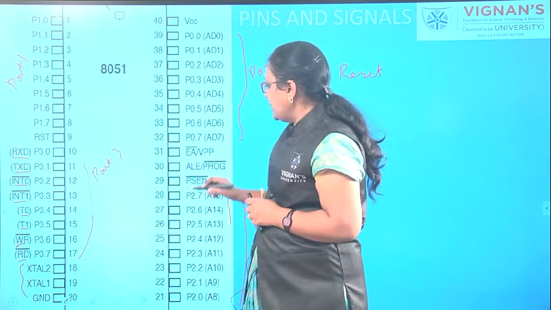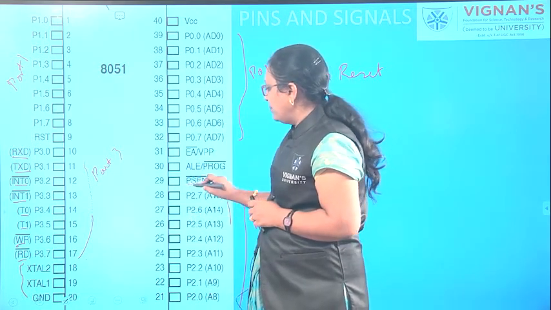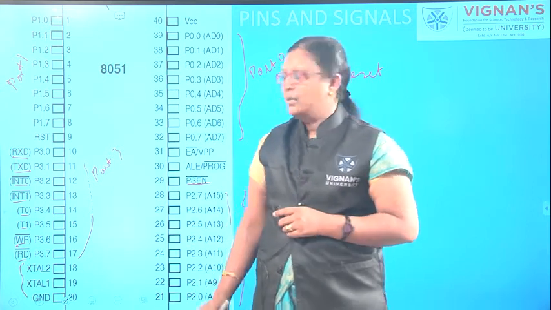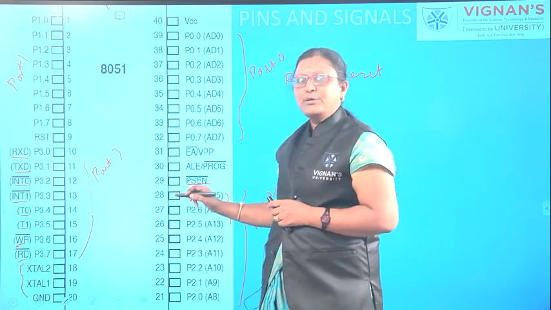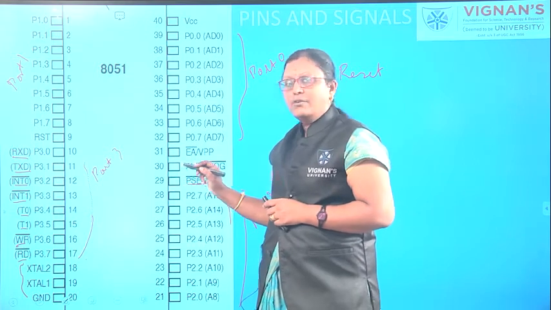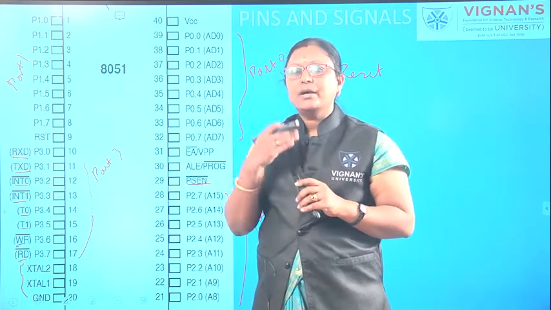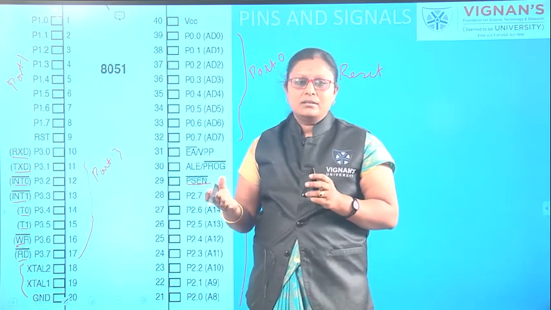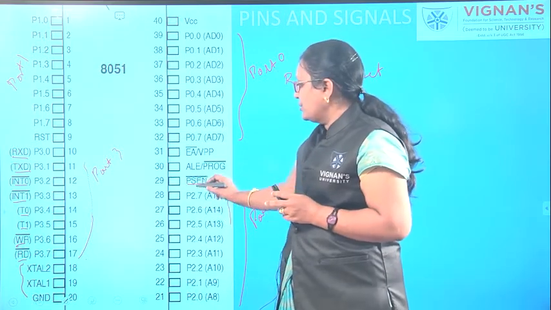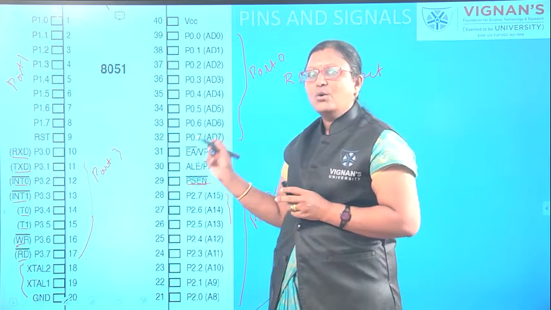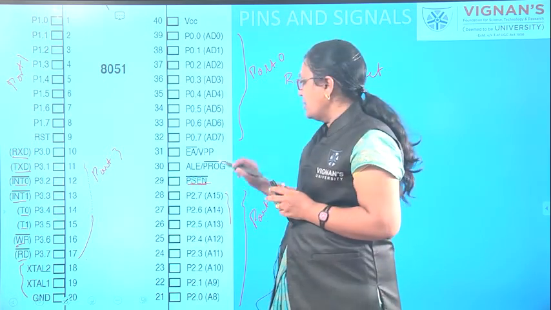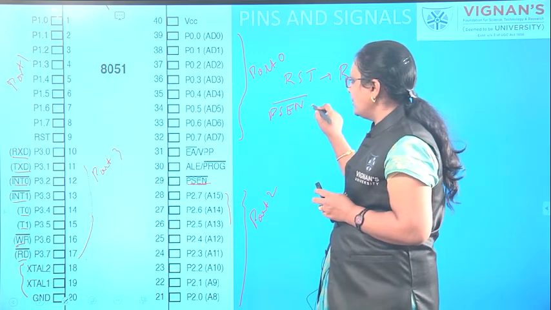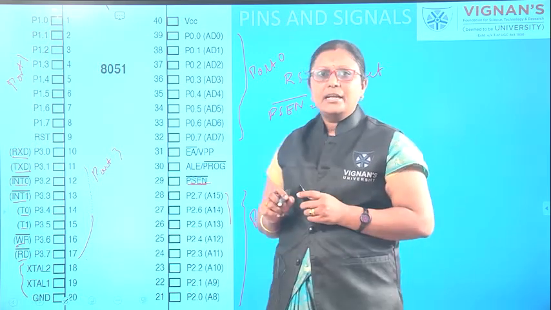Okay, and the next one is PSEN, pin number 29, which is the program store enable pin. If your microcontroller wants to read any program from the external memory, then it has to use this pin. This is an active low pin, so if PSEN bar is equal to 0, then it is enabled over here.